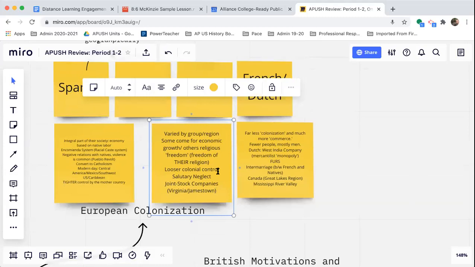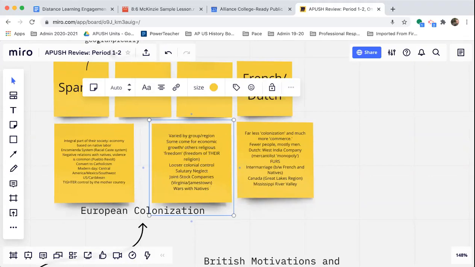How are relations with the natives? Positive, not positive? Isn't it negative because they have wars between each other, like King Philip's War? Yes, look at you. King Philip's War. That's on your test. Pequot War's on your test. Why do they have wars with the natives? Are they trying to enslave the natives, like the Spanish are? No, they're just taking the territory.